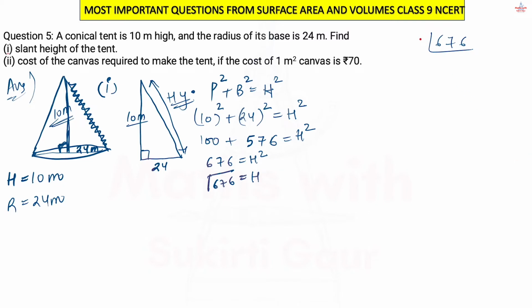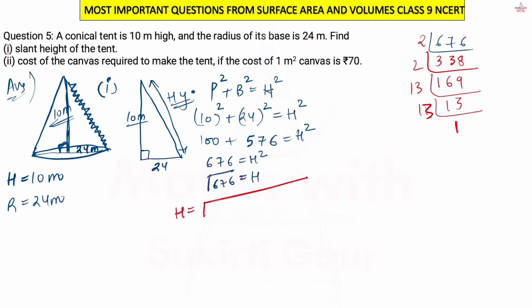Okay, so here we will cancel it: 2 times 3, 2 times 3 and 2 times 8. 2 times 1, 2 times 6 and 2 times 9. And this is only divisible by 13. 13 times 1 and 13 times 3, 39. 13 times 1. Okay. Now H equals, in the square root we have 2 into 2 into 13 into 13.